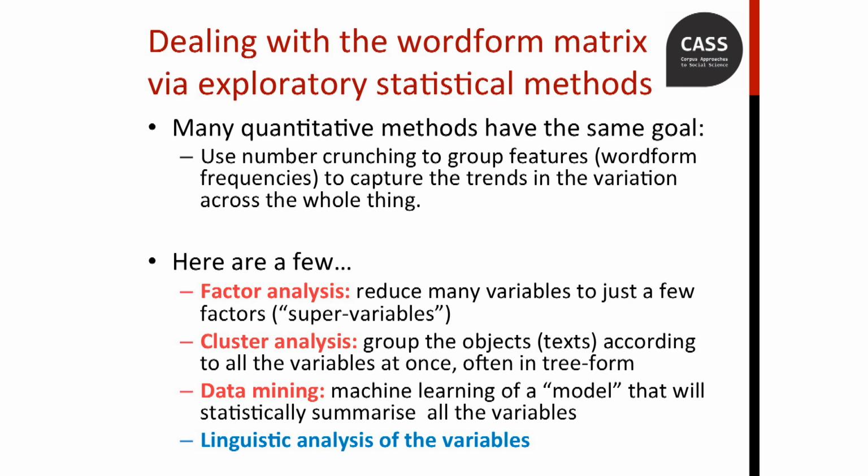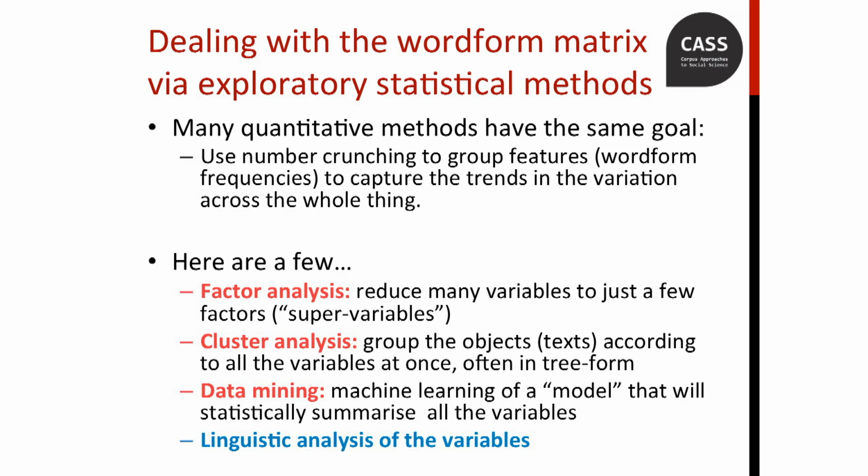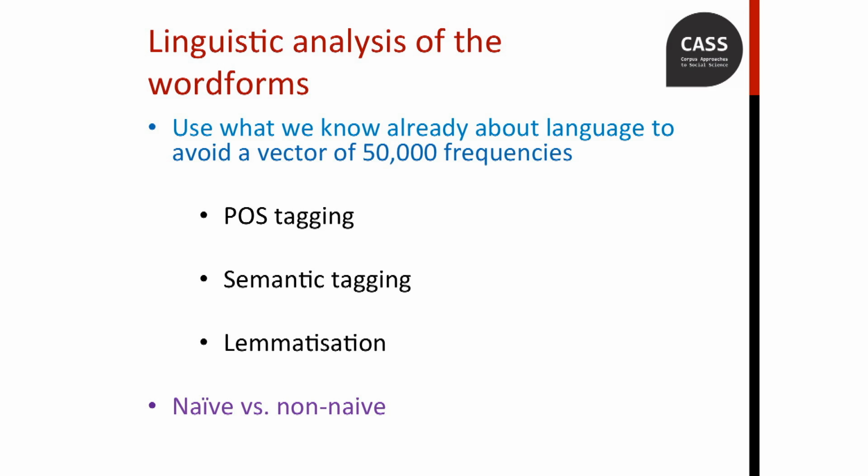And finally, those two are very widely used, but then this brings us close towards topic modeling. We have assorted data mining methods where we use some kind of machine learning of a model to statistically summarize all the variables in some way. Now there is actually another one that we could stick on there, which would be linguistic analysis of the variables. What do I mean by that? Well, linguistic analysis of the features, in this case the word forms, would be to say, use what we already know about language to avoid this massive word form vector in the first place.